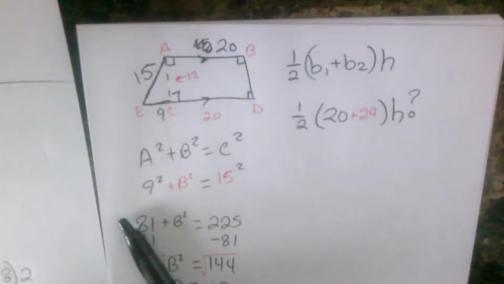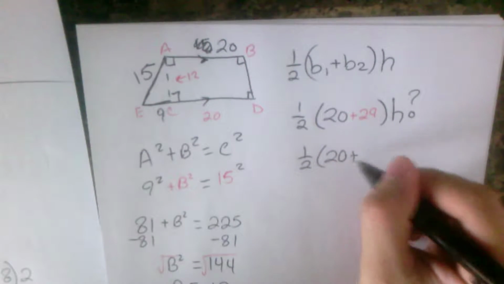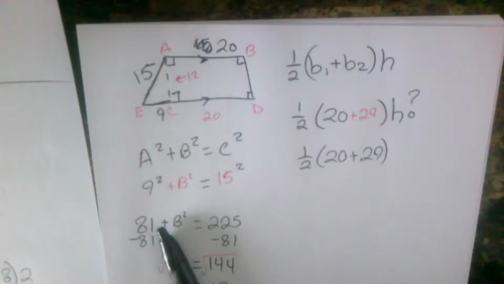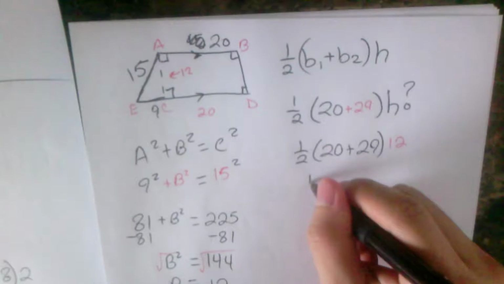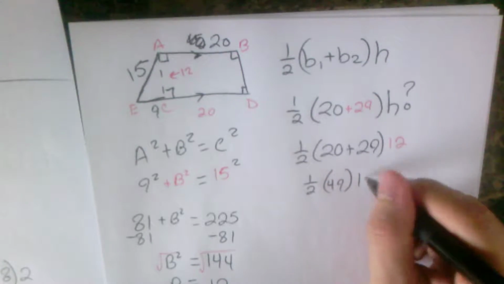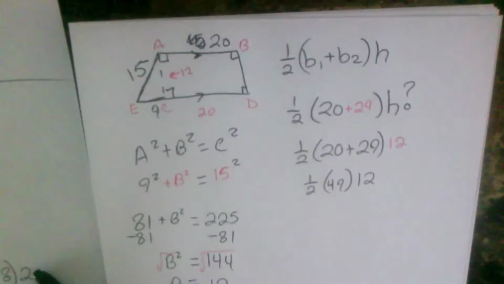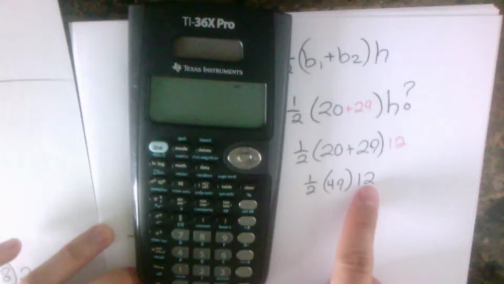Now you have your height. So we can just plug that in here. So now it's 1/2 times 20 plus 29, and you now know the height, which is 12. Let's go ahead and just add these numbers. So 49, so 1/2 times 49 times 12. And these are pretty big numbers, so I'm going to go ahead and use my calculator here. And all you're going to do is take 49 times 12.